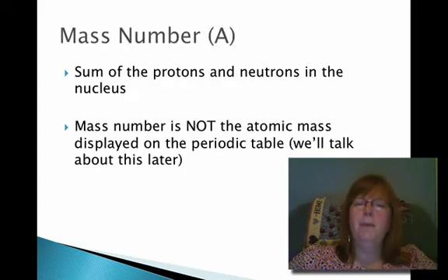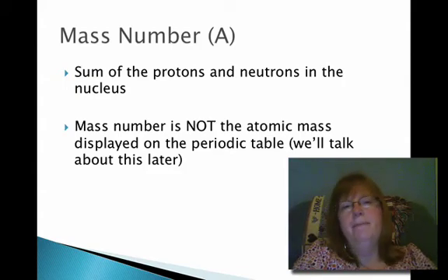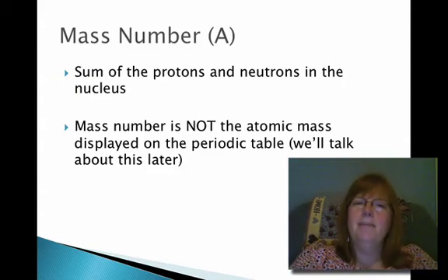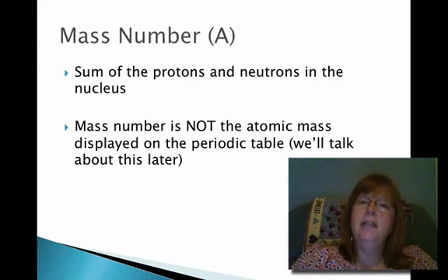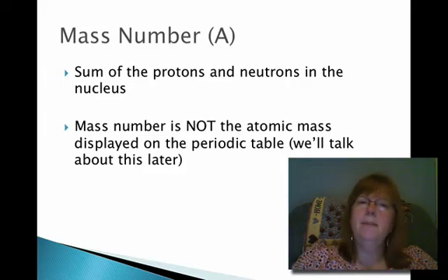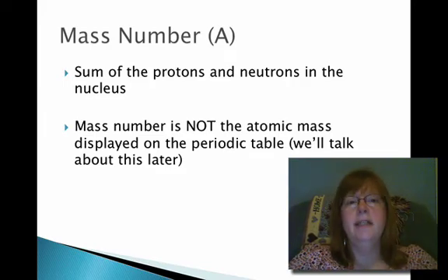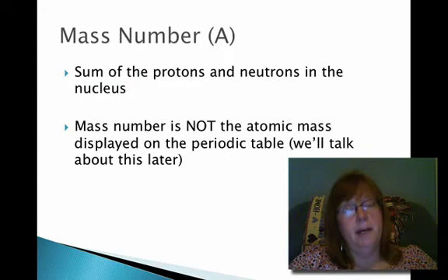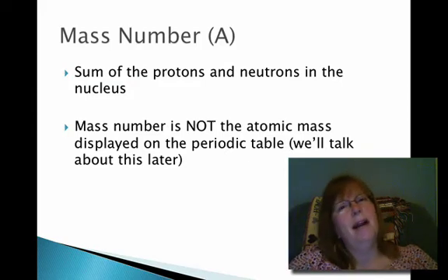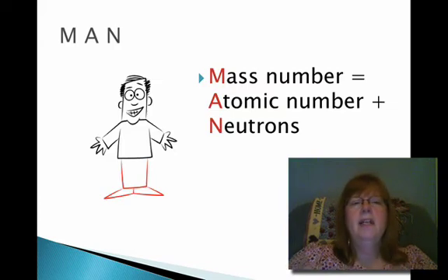So let's talk about what we call a mass number. Some textbooks call it capital A. Well, a mass number is the sum of our protons and our neutrons in the nucleus. They're the 2 particles that have mass. We'll add them together, and that's our mass number. Now be careful. The mass number is not the atomic mass that's displayed on the periodic table. We're going to talk about how we get that number in a later video.